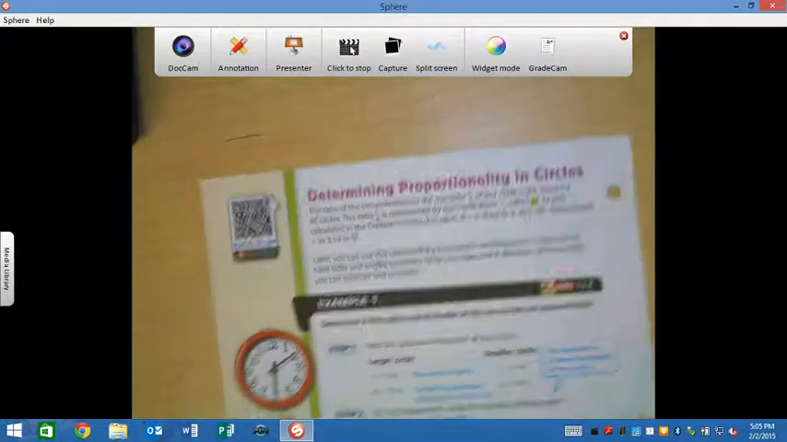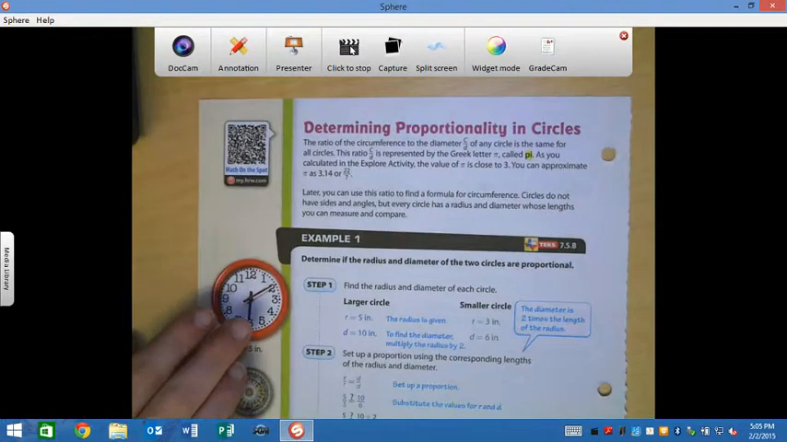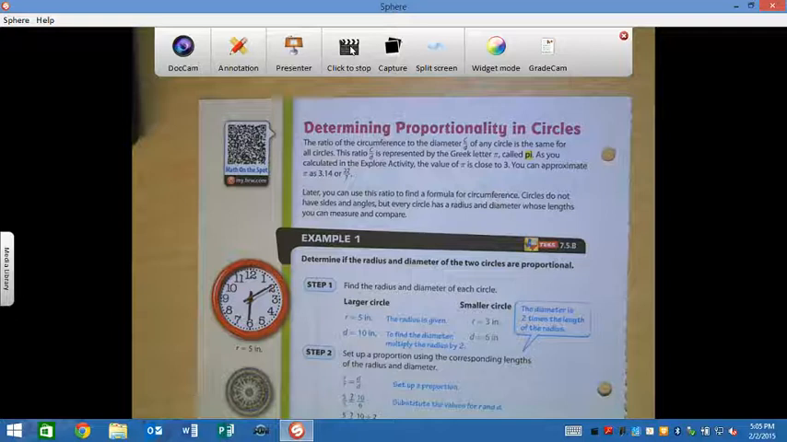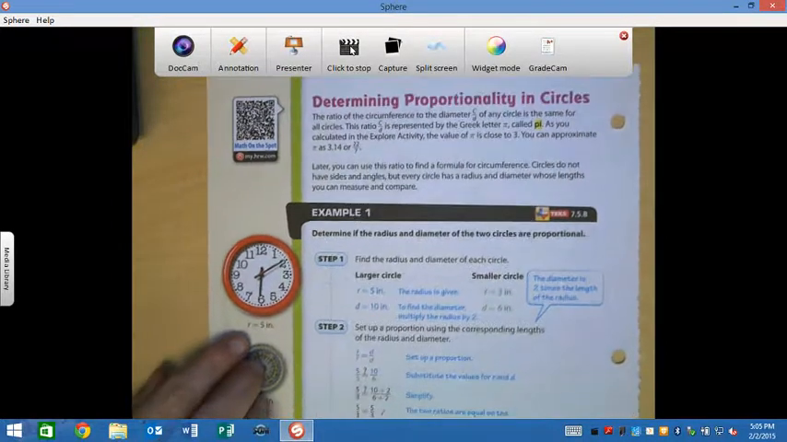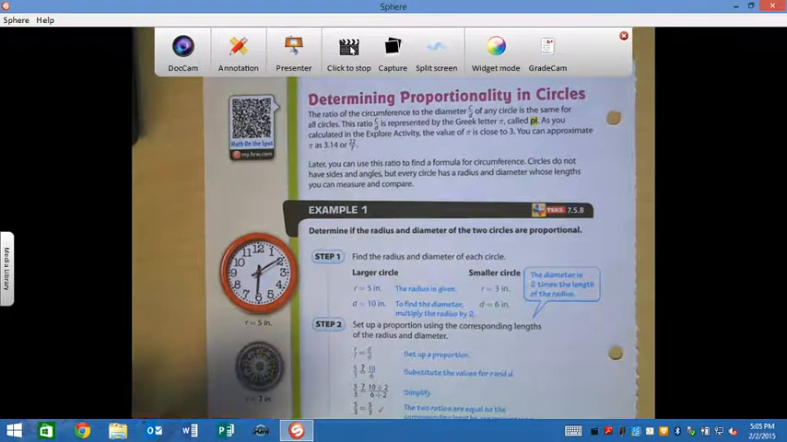Alright. On the back, it says determining proportionality in circles. The ratio of the circumference to the diameter of any circle is the same as all circles. This ratio, circumference divided by diameter, is represented by the Greek letter pi, called pi. As you calculated in the explore activity, the value of pi is close to 3. You can approximate pi as 3.14 or 22/7. Sometimes we're working with fractions, the fraction works out better. Sometimes we're working with whole numbers and decimals, so the decimal number will work better.